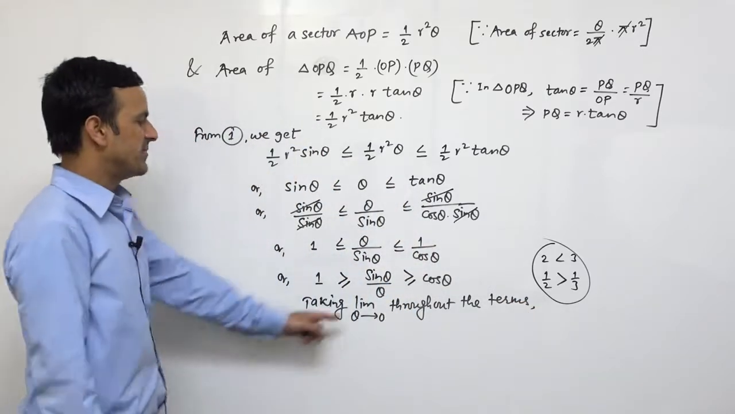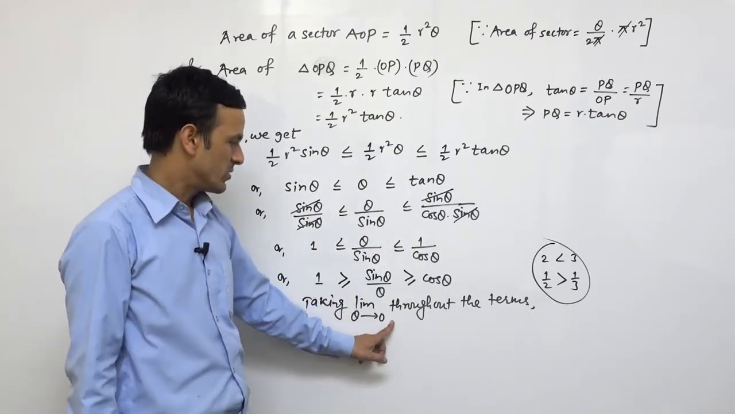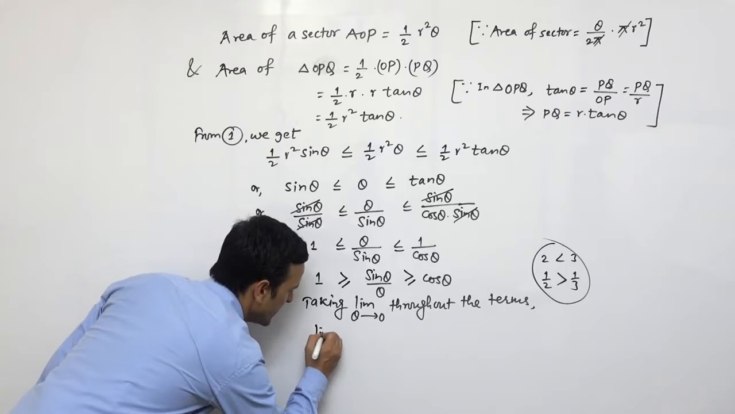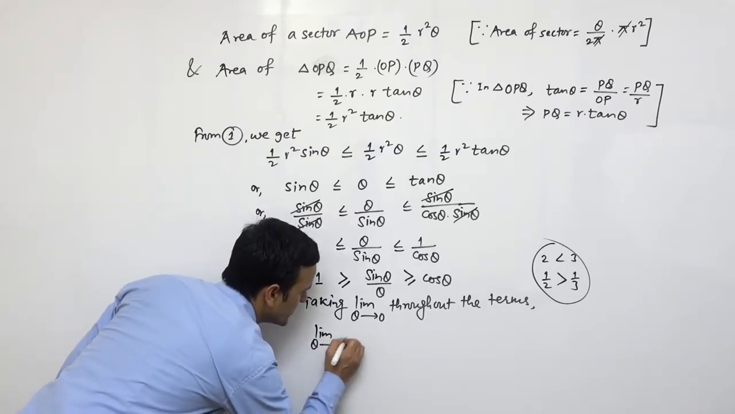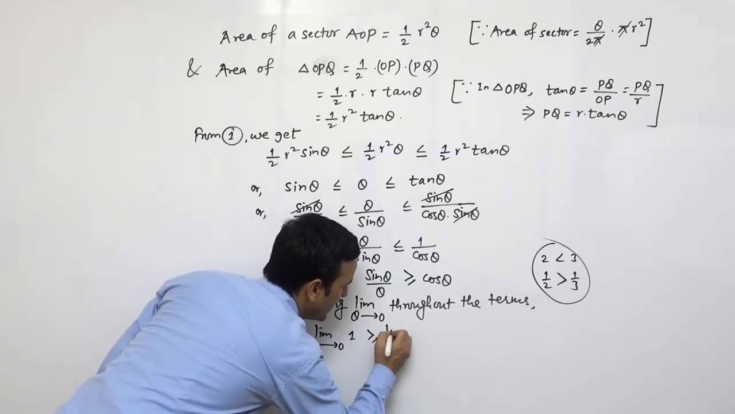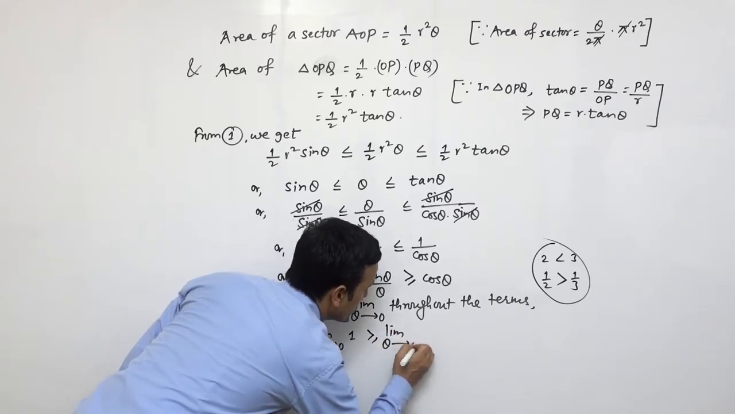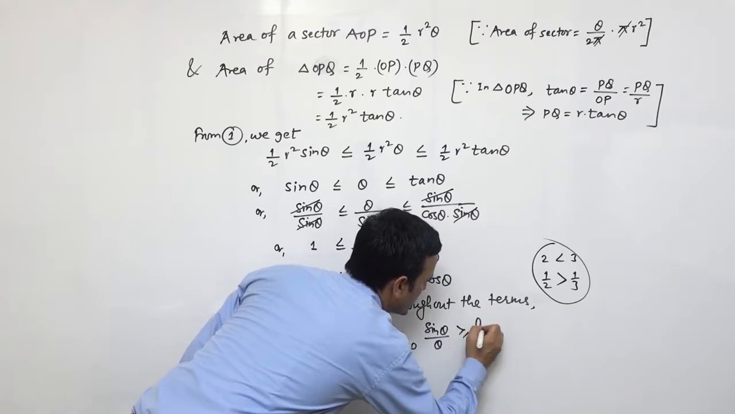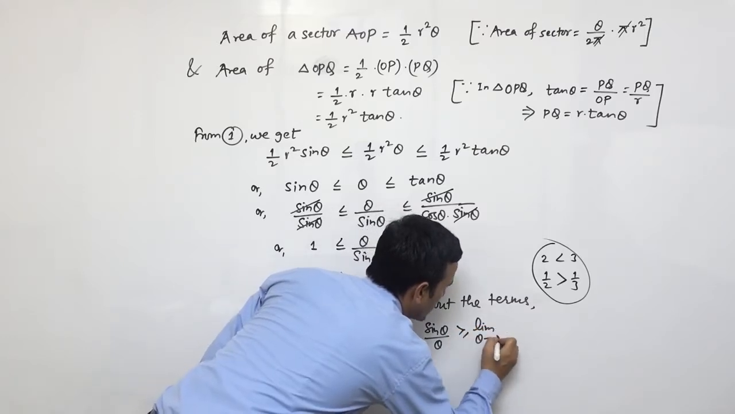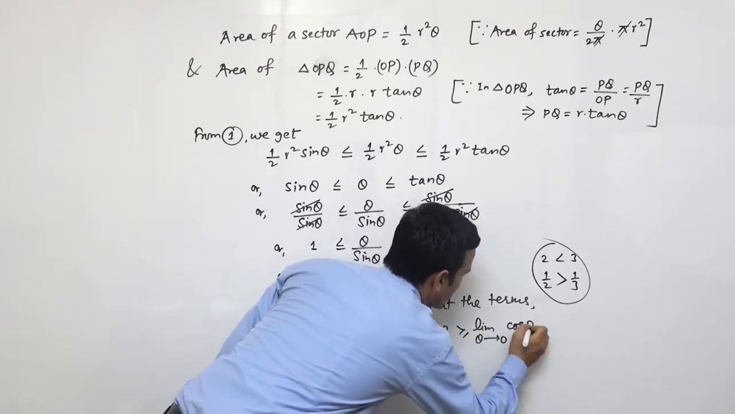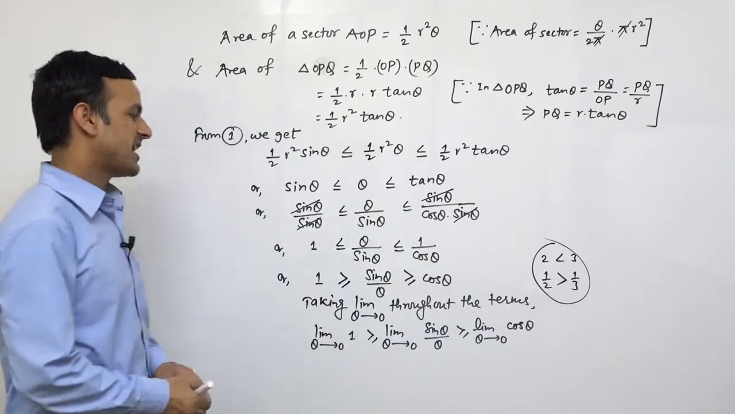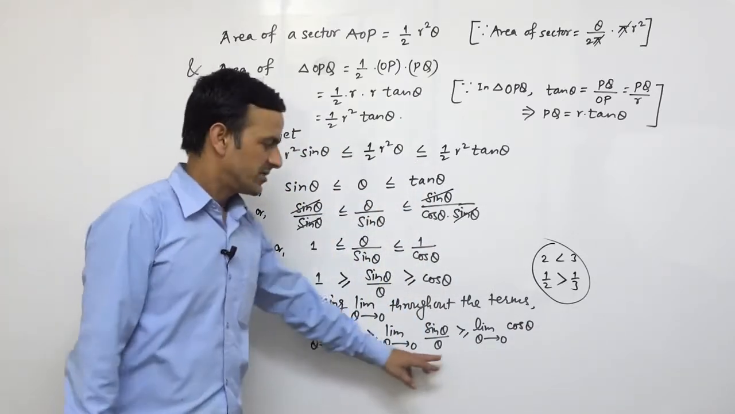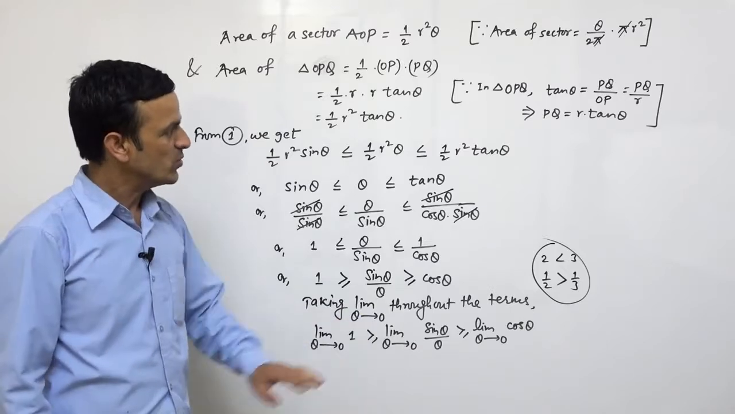सबै टर्ममा हामी चाहिँ लिमिट थीटा टेन्ड्स टु 0 लिन्छौं. सो यो लिँदा के हुन्छ? लिमिट थीटा टेन्ड्स टु 0, 1 greater than limit theta tends to 0 sin theta by theta, limit theta tends to 0 cos theta. यसरी हामी सबै टर्महरुमा theta limit theta tends to 0 लिन्छौं.